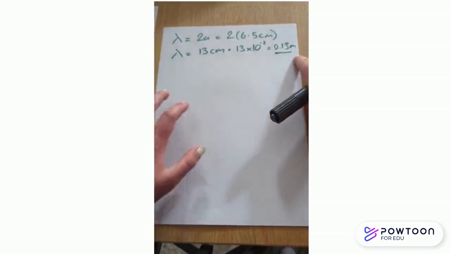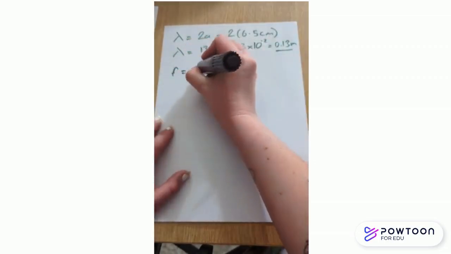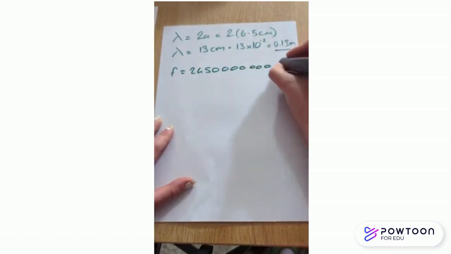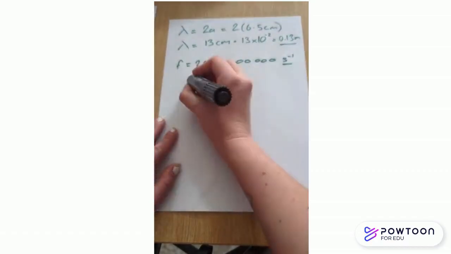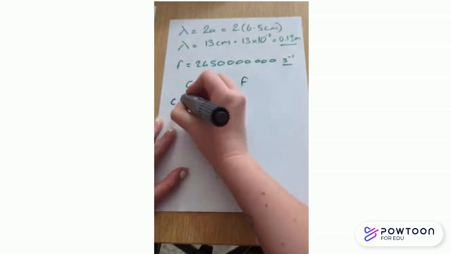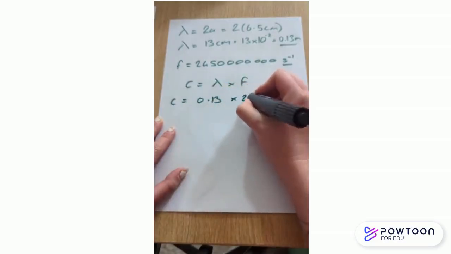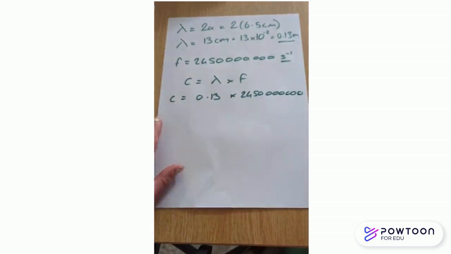So this is in the correct unit. We also had that our frequency was 245012345 per second, which is perfect. We have everything in the correct unit. So now all we need to do is plug it into our equation. Our equation being C is equal to lambda times F. C is equal to 0.13 multiplied by 450000000. Obviously this is a really hard calculation.